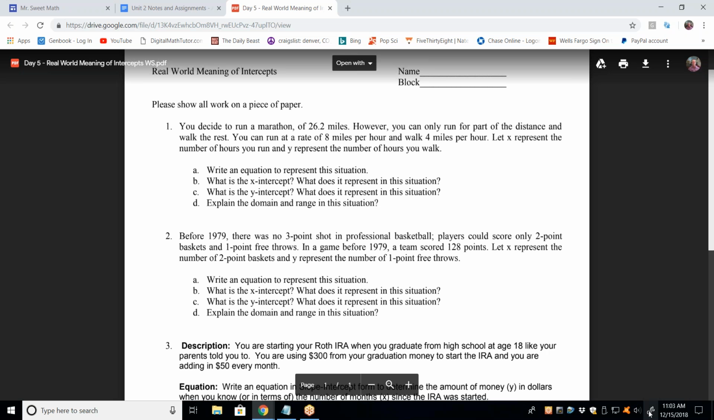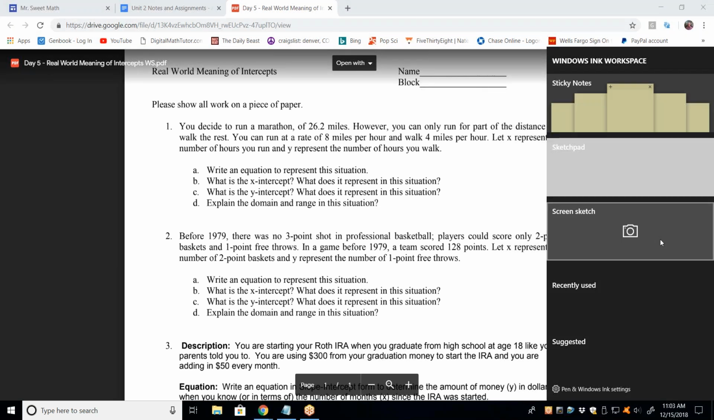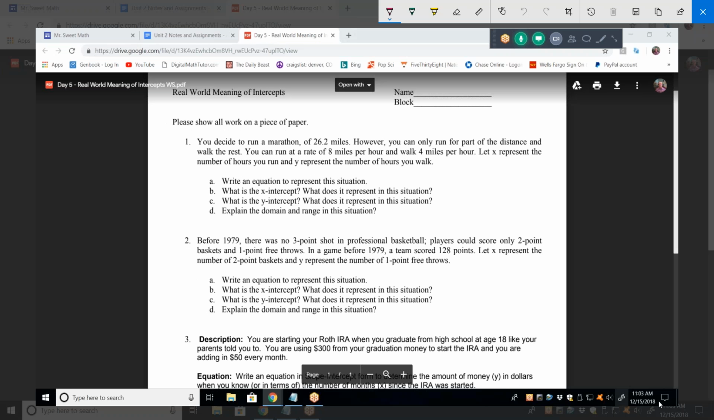So you decide to run a marathon. However, you can only run for part of the distance and walk the rest. You run at a rate of 8 miles per hour and walk at 4 miles per hour. Let X represent the number of hours you run, and Y represents the number of hours you walk. So that's our first step. They've told us what to let the variables be. So let's do that. And when you're first getting used to this, write it out.